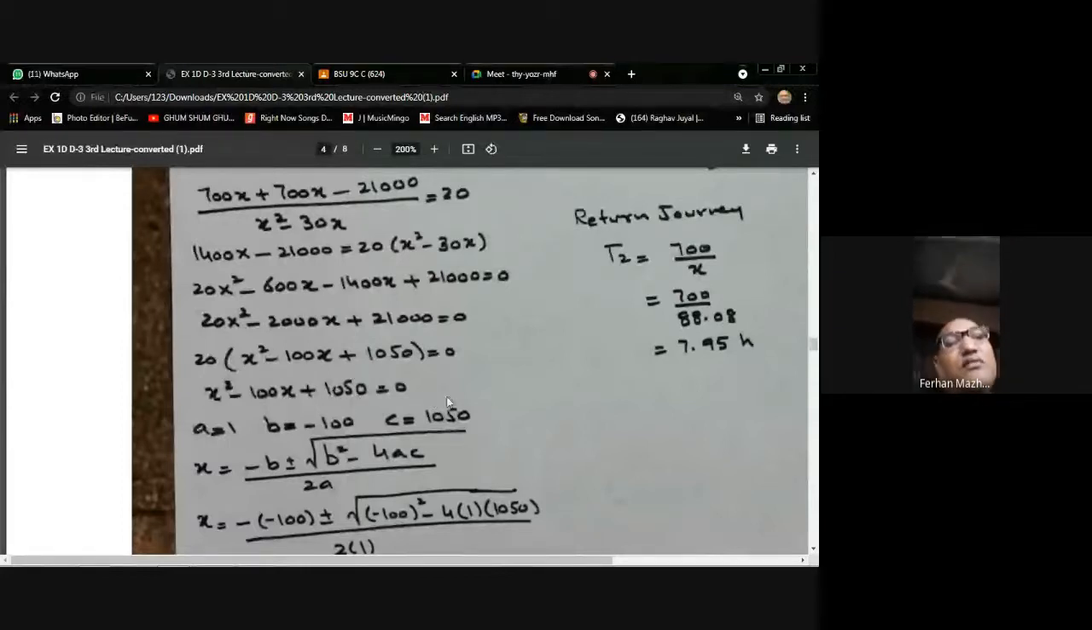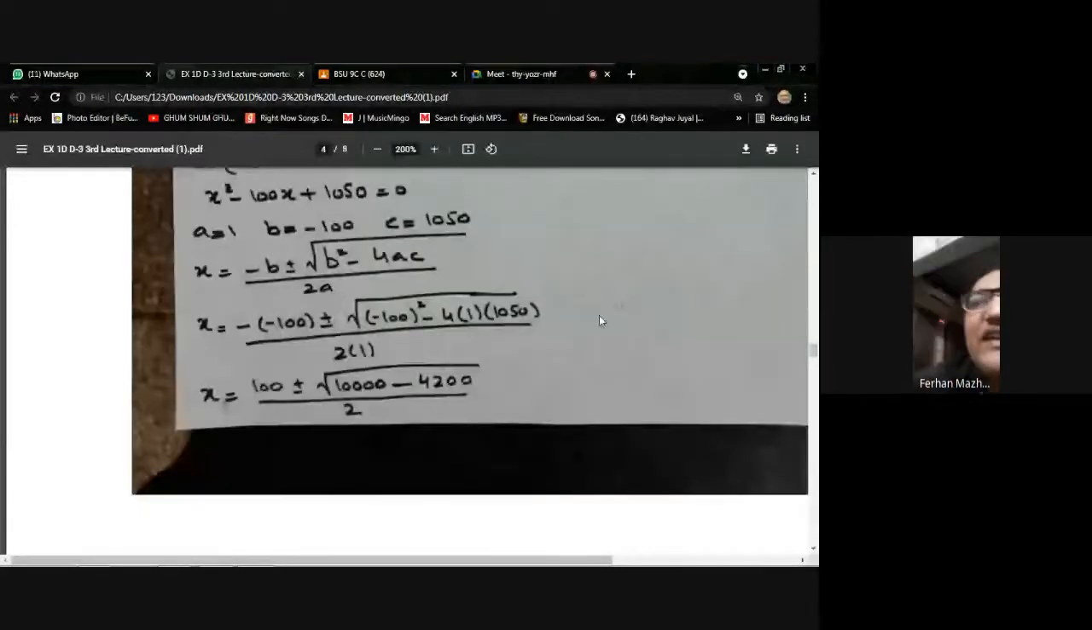So you know that a, the coefficient of x square, is equal to 1, and the coefficient of x is minus 100. The constant term is 1050. Now, then we write the quadratic formula. The quadratic formula is x is equal to minus b plus minus under root b square minus 4ac, divided by 2a. Substitute the values of a, b, and c in that formula. You can see here that I have substituted those values. The b is minus 100.